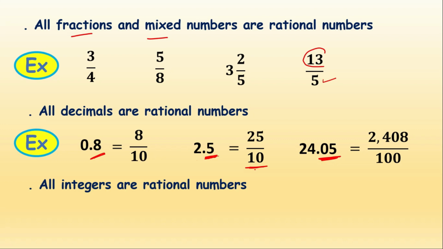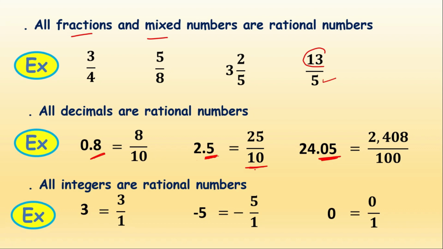The last note, all integers are rational numbers, like 3, because you can write it in a form a over b, 3 over 1. Also every whole number or integer we can write in a form a over b. Okay, -5. You can write it in a form a over b like -5 over 1. The last example, 0. You can write it in a form a over b like 0 over 1.